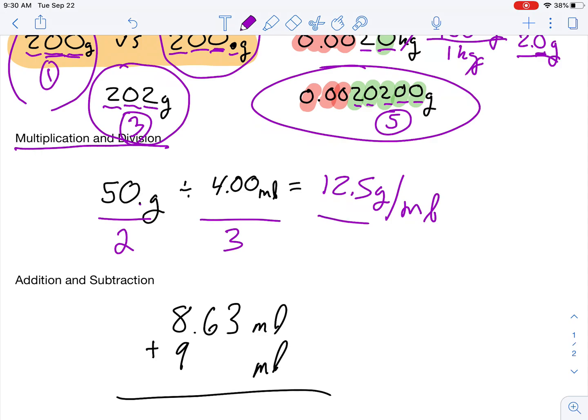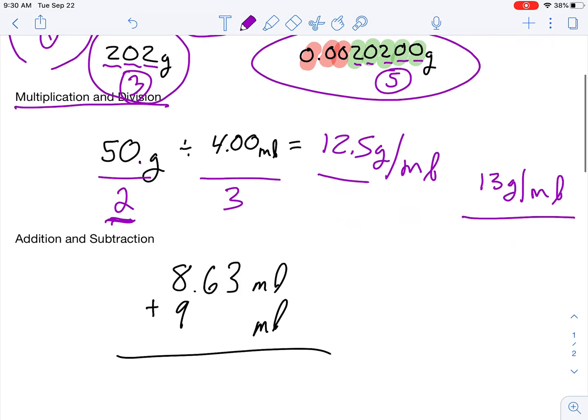However, I can't report 12.5. Because I only had 2 sig figs here, I can only report 2 sig figs in my answer. So my 12.5 turns into 13 grams per milliliter. And that's how I'd expect you guys to report it. So that's the rule for multiplication and division. It's the least number of sig figs of any value that you're either multiplying or dividing in your calculation.